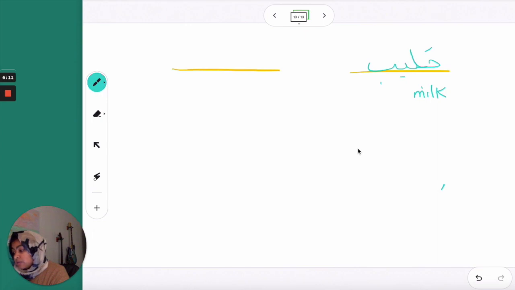Okay, let's do another one. Kalb. Good. So you have kaf in initial position with the fatha, lam with the sukun, ba. Kalb means dog.